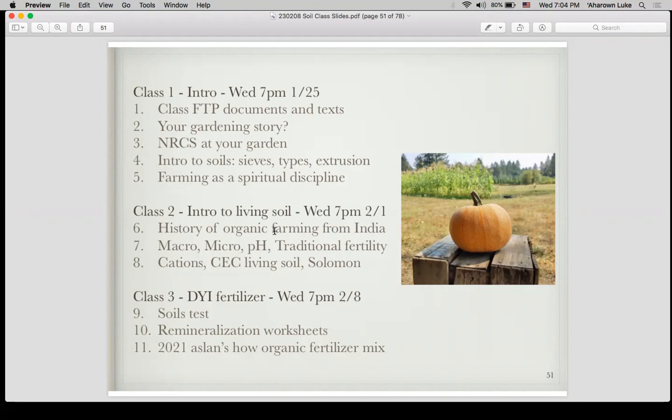happen. All right, so we started digging into cations and the cation exchange capacity, which are beautiful, important chemistry lessons. So this class is going to be going over soil tests, remineralization worksheets, and the actual fertilizer mix.